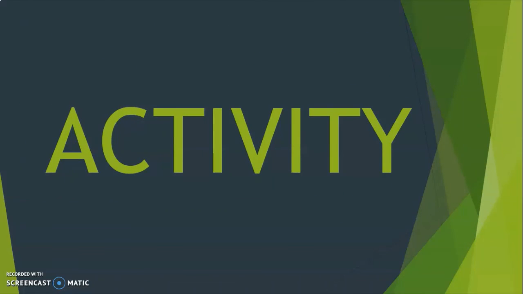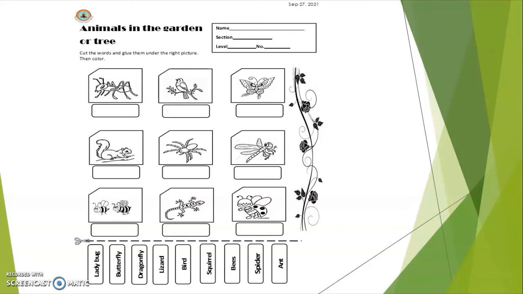Let's move to the activity. Our activity: animals in the garden. Now don't forget to write your name, section, level, and number. Cut the words and glue them under the right picture, then color.